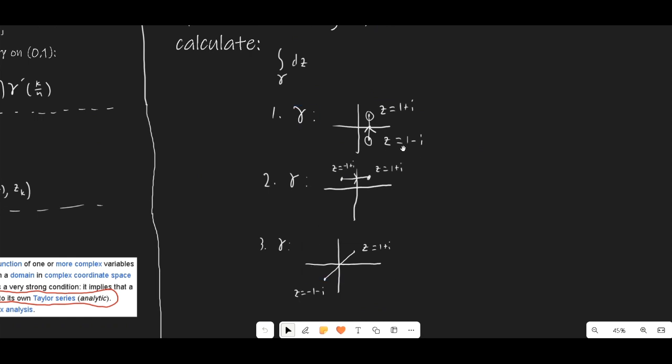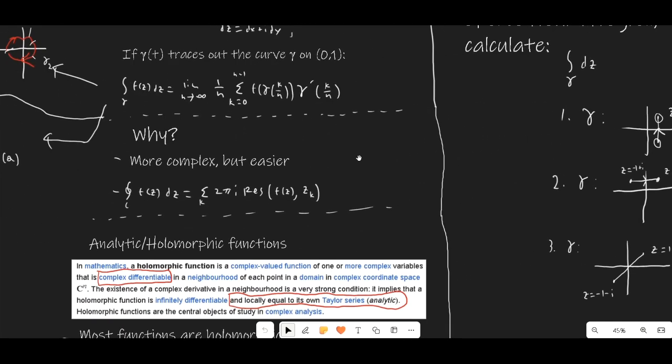In example 1, our curve gamma goes from z equals 1 minus i to z equals 1 plus i in a straight line. And then you can read these starting points and ending points for these other curves. And this curve goes from this point to this point. I didn't put the arrow there. So if you want, you can try these practice problems, but the limit definition is not necessarily the most important thing. So if you don't want to try that, that's okay.